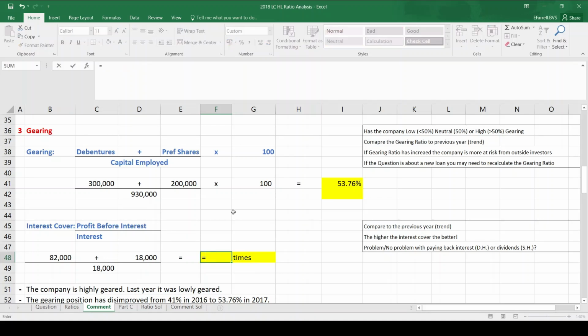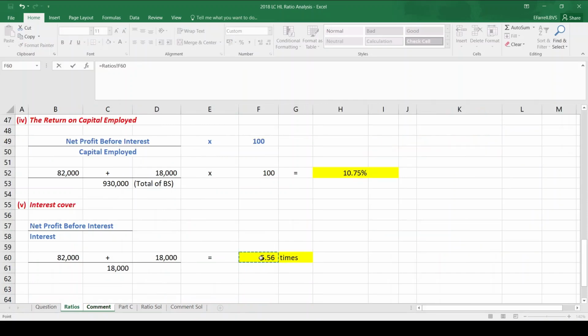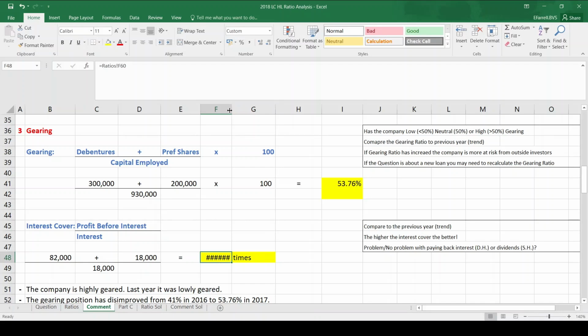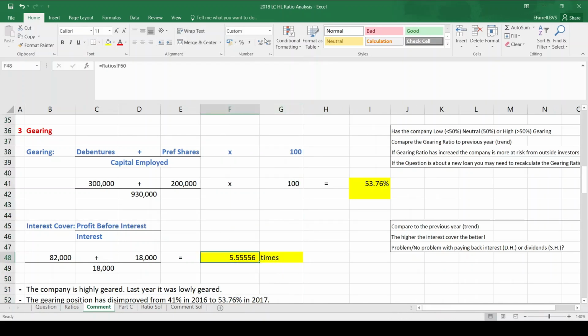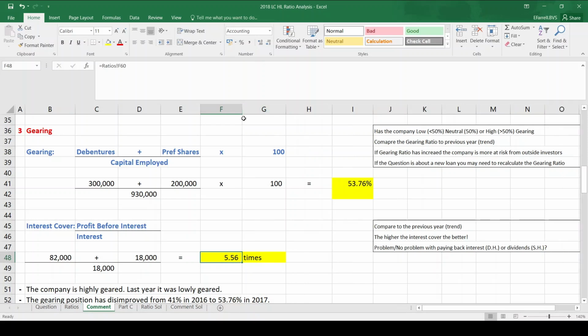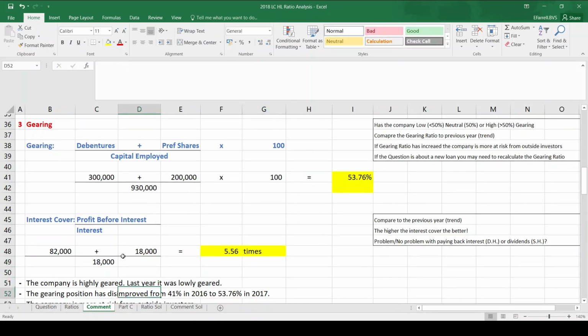So let's try that again. So it's 82 plus 18 divided by 18. I'm not sure why that's not coming out properly, but we'll just take it from the previous time, which is 5.56%. This is just too many decimals, is the problem. Okay, 5.56%. Right. Okay, so we have to comment on this now, right?